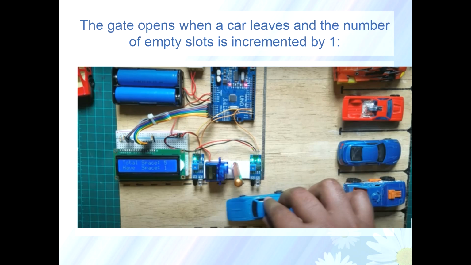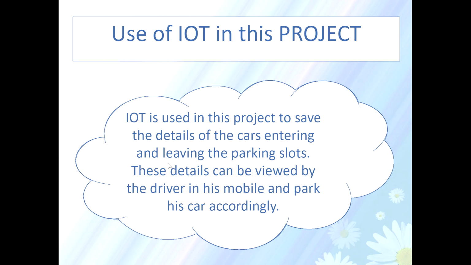The gate opens when a car leaves. We can see here that the gate is open, and the number of empty spaces which are available is now incremented by 1. And the use of IoT in this project is that it saves the details of the cars entering, and also it can save the details of the cars which are leaving. All these can be saved in the cloud, and the same can also be viewed in the mobile app by the drivers.